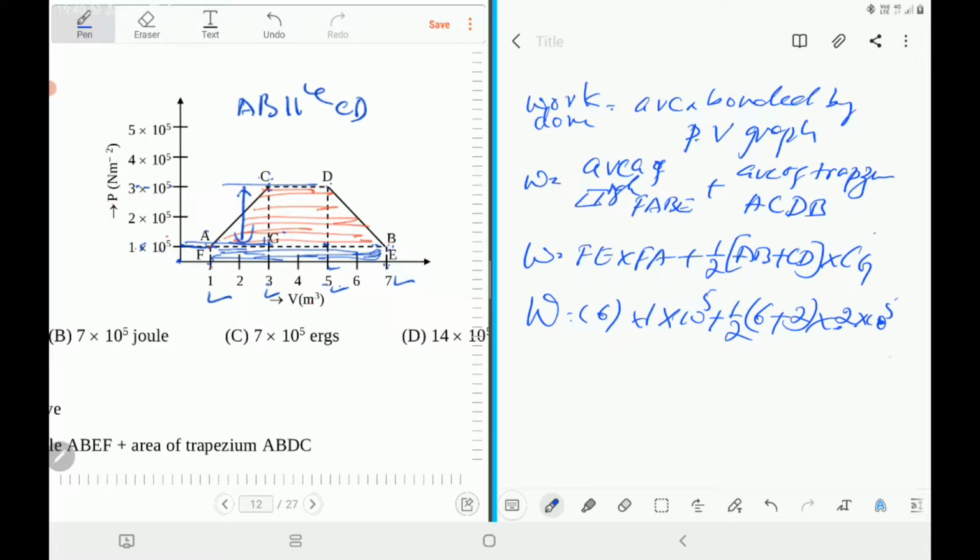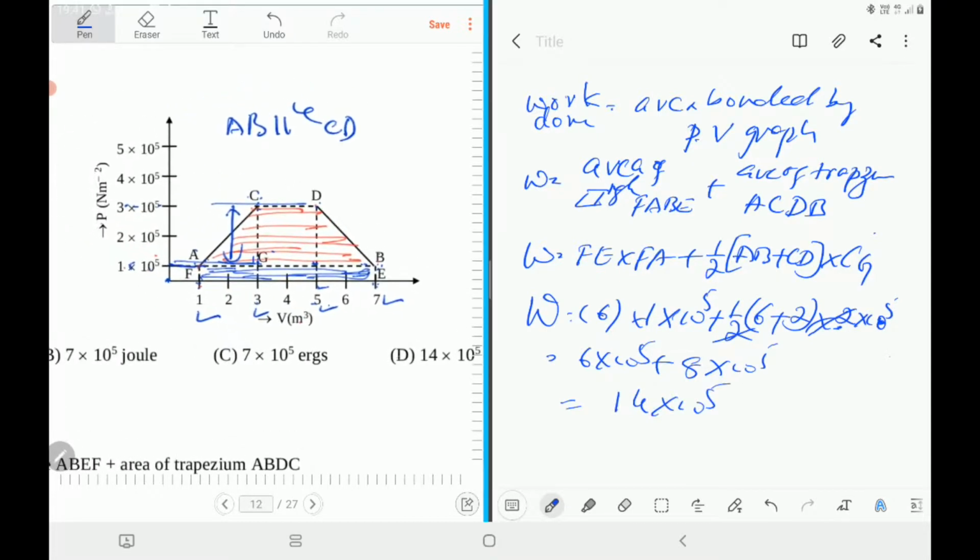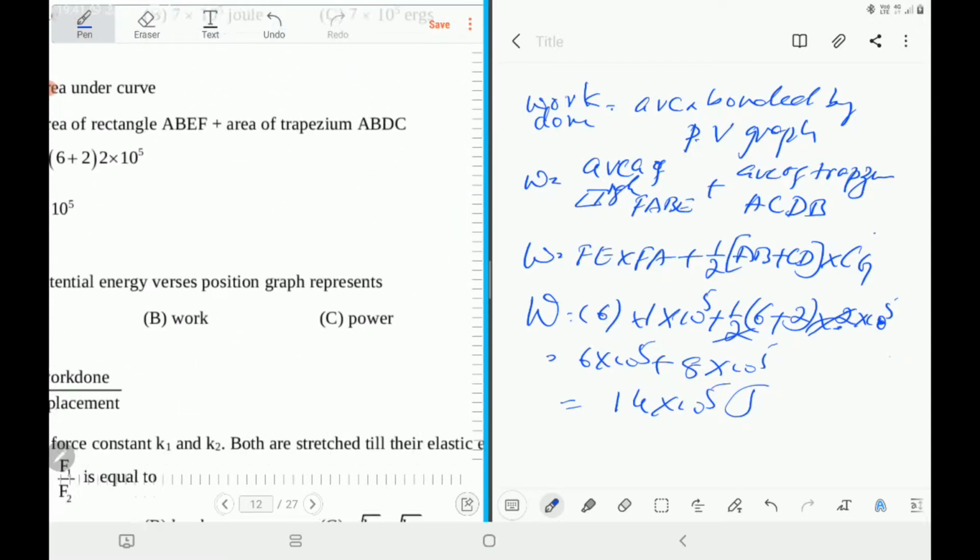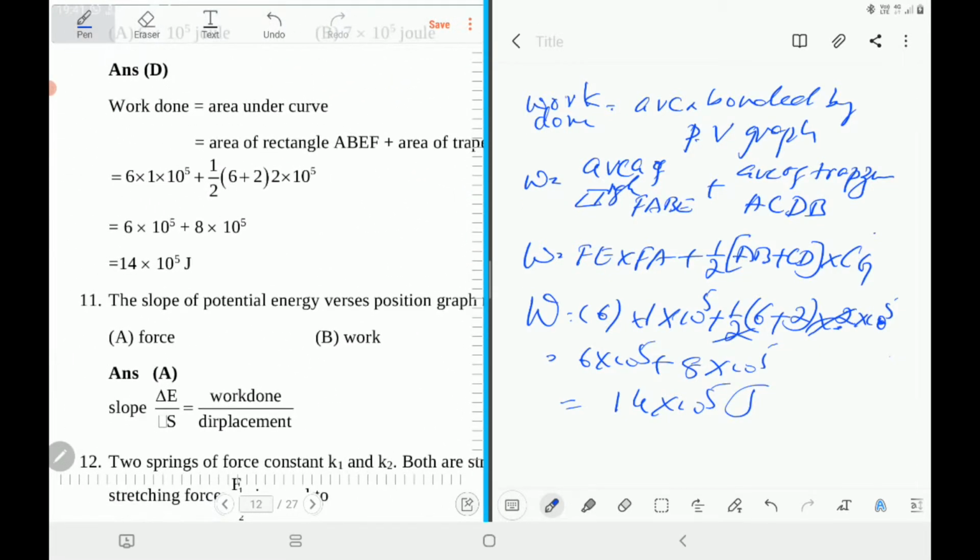2, it's enough. 6 times 10 power 5 plus 2 cancels, 8 times 10 to the power 5. What is 6 plus 8? 14, 10 to the power 5. So the option D, joule, SI unit joule. That's it. You can identify the answer.